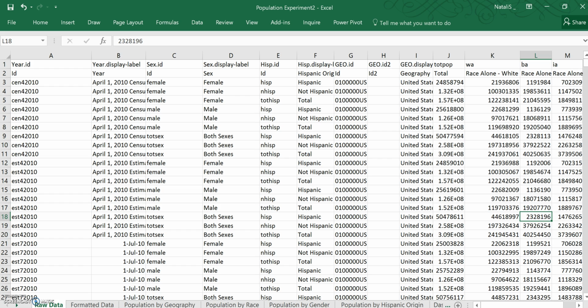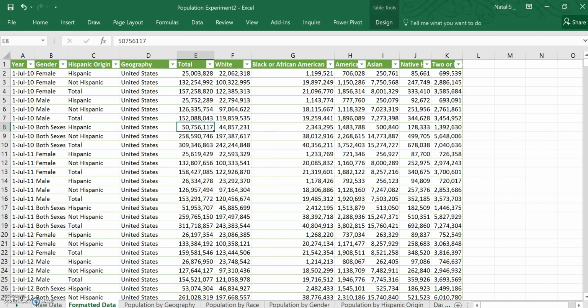It consists of data on years from 2010 to 2015 on gender, Hispanic origin, races, and geographic location. Because it's not really useful to work with a data set like this, I formatted the data into a table and cleaned it from the information I don't need for my analysis.